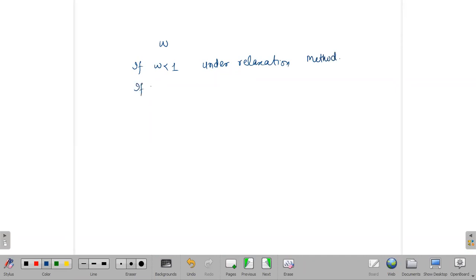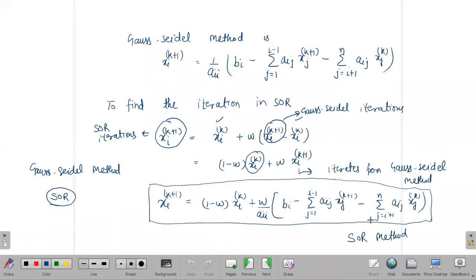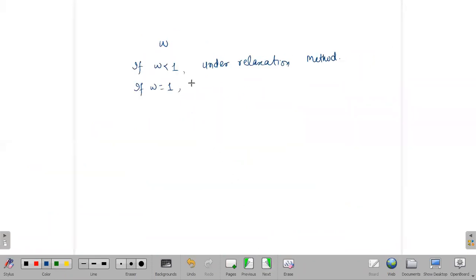If omega is equal to 1, then what will happen? You can see from the method only, 1 minus 1 will become 0, and 1. So it reduces to the Gauss Seidel only. So omega equal to 1 is nothing but the Gauss Seidel method. That's why in SOR, we generally take omega greater than 1. So this is SOR.